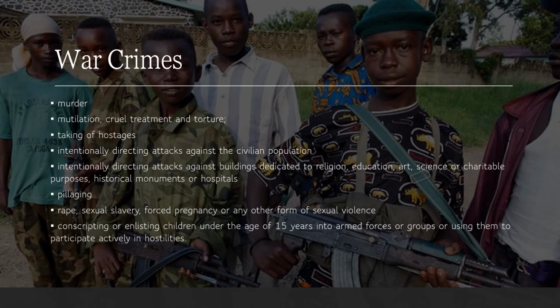pillaging, rape, sexual slavery, forced pregnancy, or any other form of sexual violence, and conscripting or enlisting children under the age of 15 years into armed forces or groups, or using them to participate actively in hostilities. This would include such activities as using chemical weapons, or having child soldiers, or bombing a civilian population, such as the United States did in World War II, along with the British in Dresden.